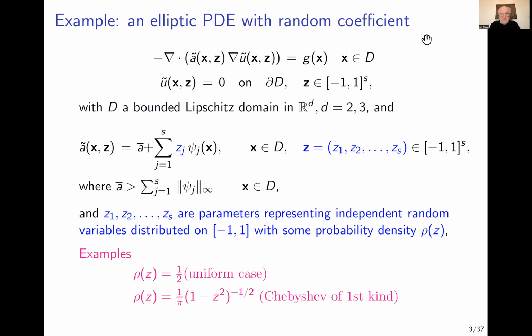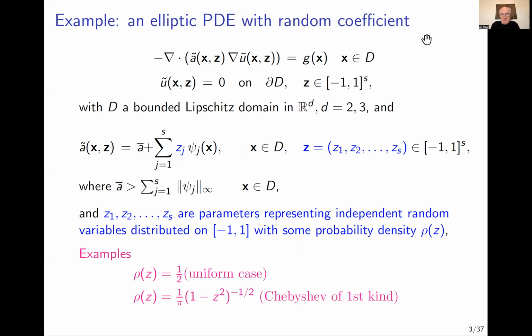Anyhow, there we are. So let's take a familiar kind of example of a parametric PDE, an elliptic PDE, with a solution u tilde of x, the physical variable on a domain D in 1, 2, or 3 dimensions, and also depending on a parametric vector z, which is a vector with s components, and so it represents our parameters.